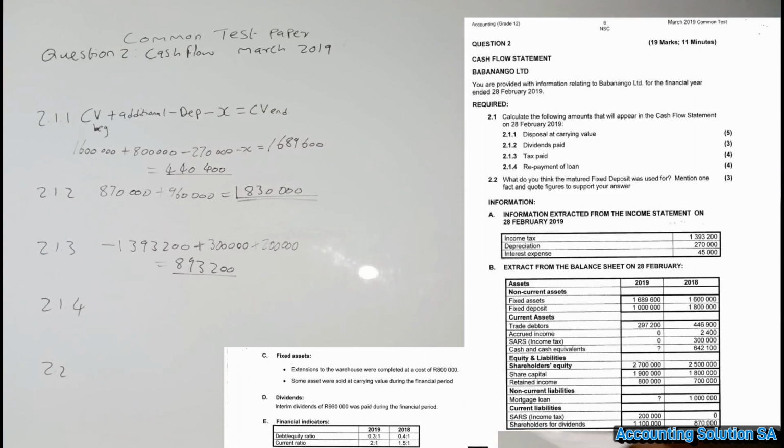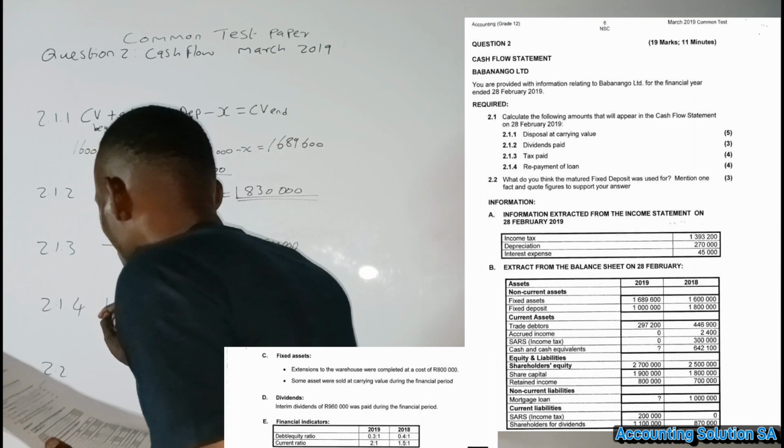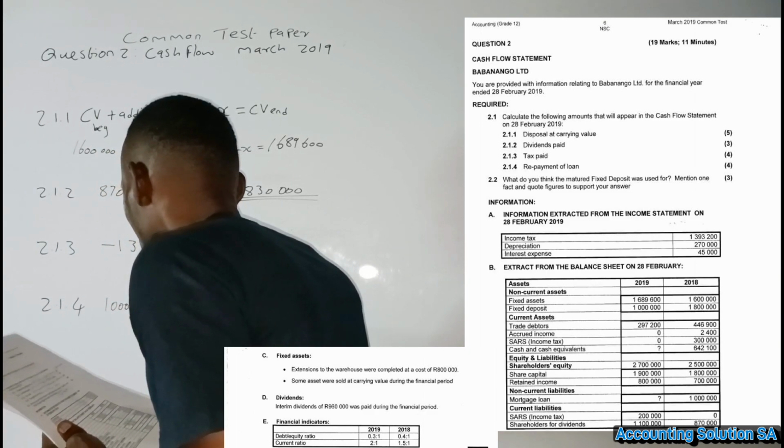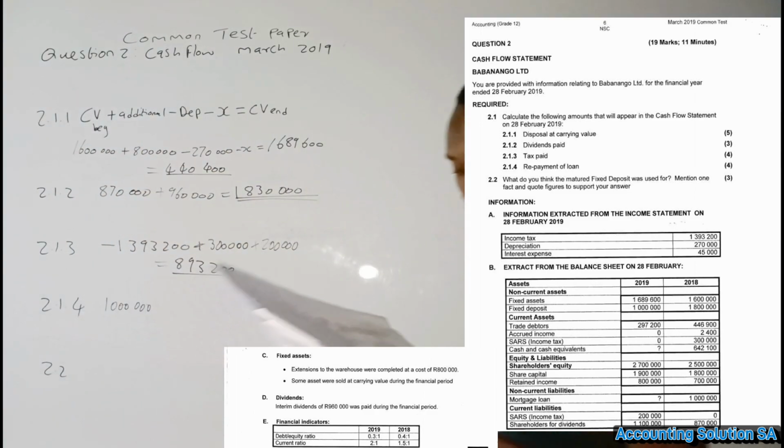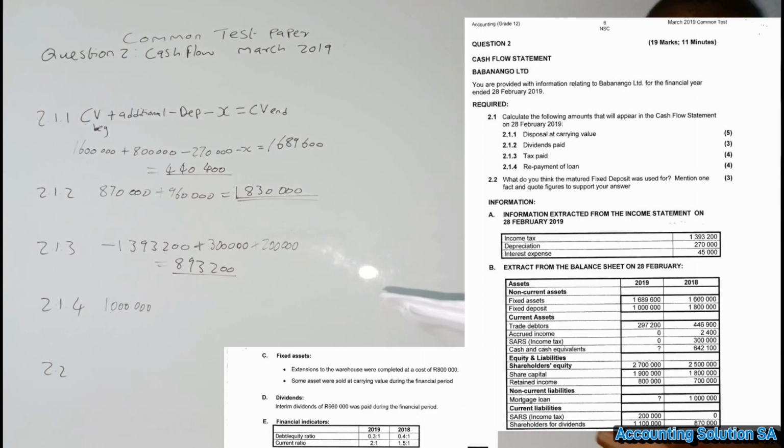Okay, then 2.1.4, repayment of loan. Okay, how are we going to calculate repayment of loan? Of course, we have to check under non-current liability and check our loan amount. Okay, at the beginning of the year, we found that we have a loan amount of 1 million, and now we have a problem because we don't have the one at the end. But that's not an issue.